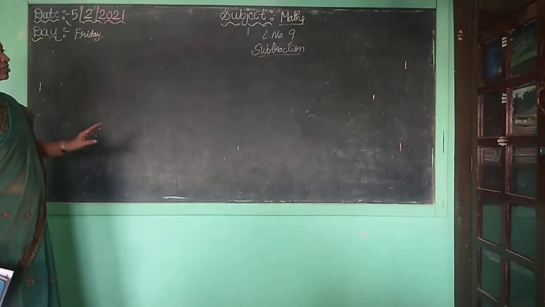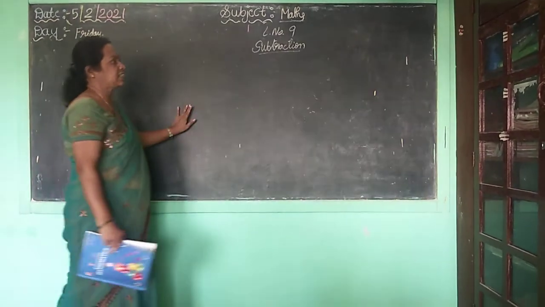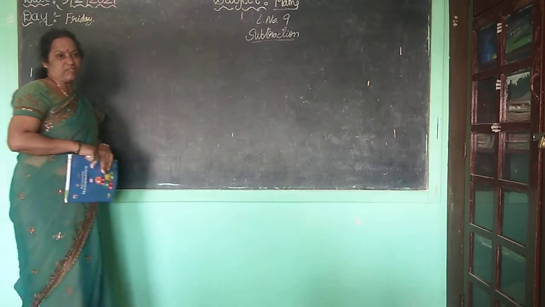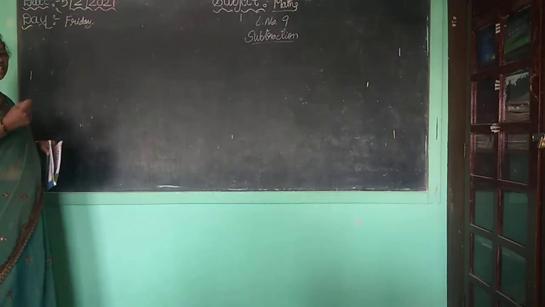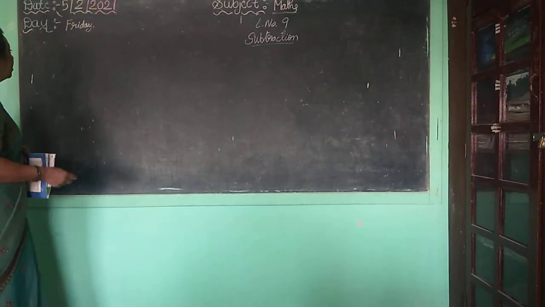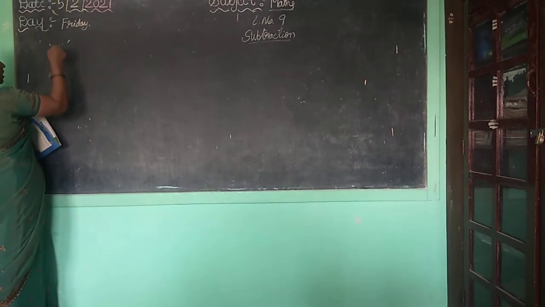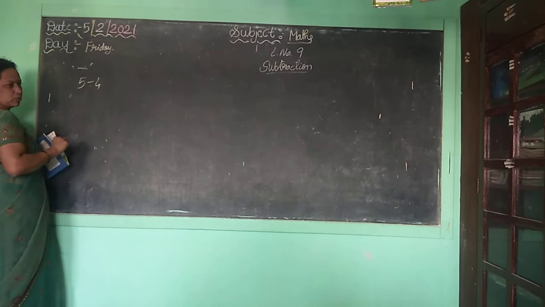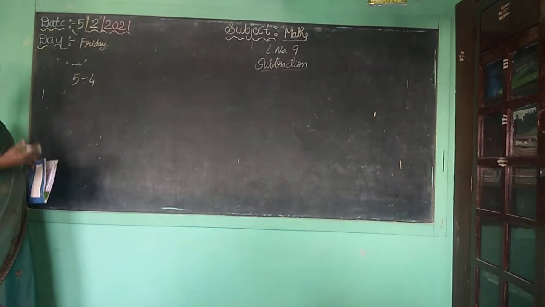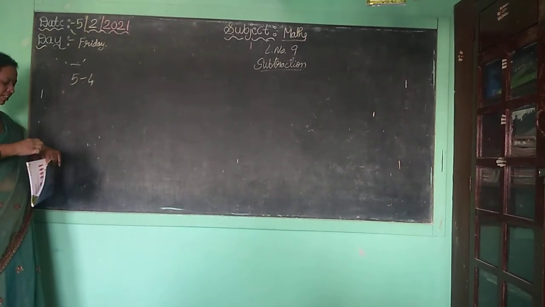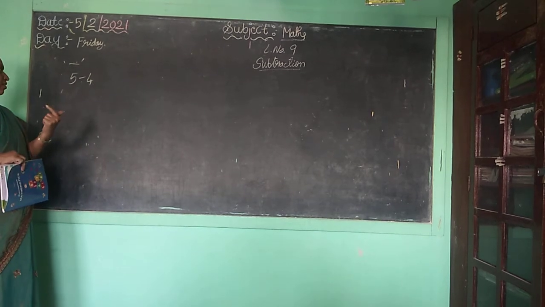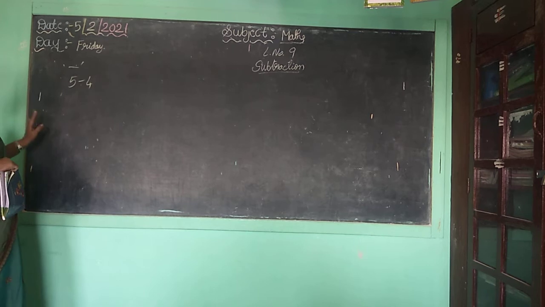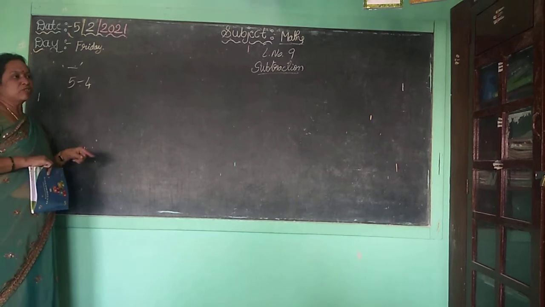So today we are going to start a new chapter, lesson number 9, that is subtraction. Subtraction means taking away the number. Whatever number is given, however much we are asked to take away, we must take away. This is the symbol of minus. For example, 5 minus 4. You can do this by counting on the fingers and closing the fingers to take away. Also you can do the subtraction by strokes.